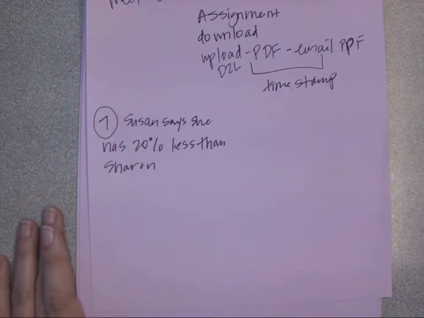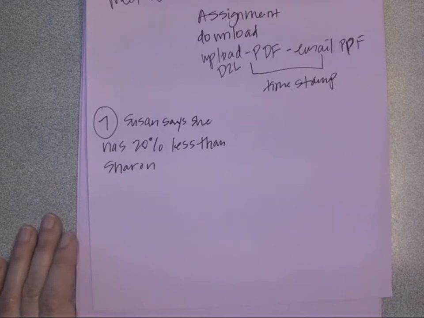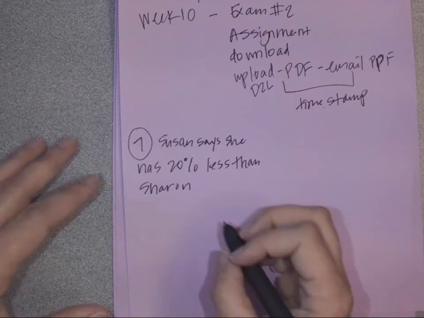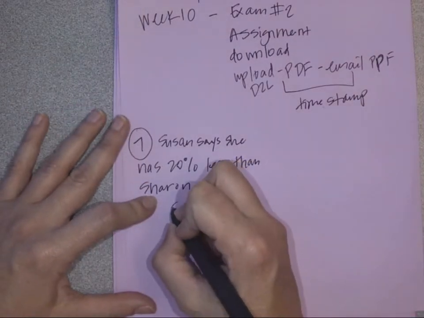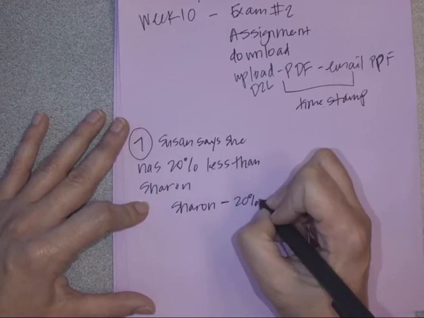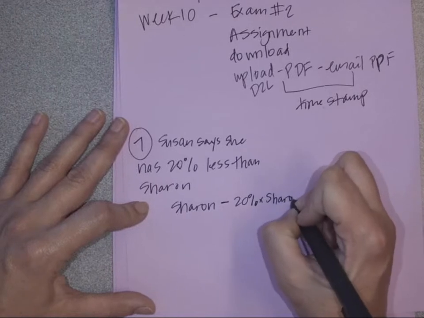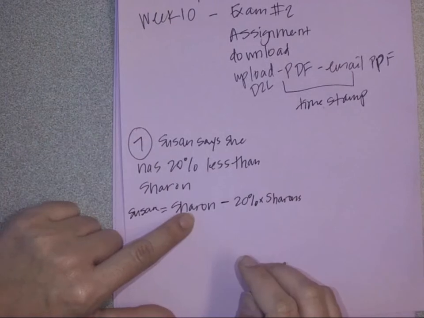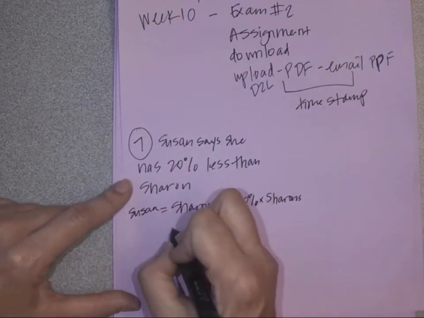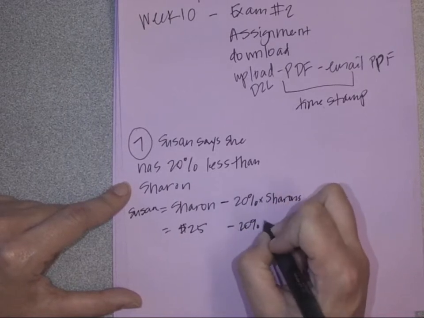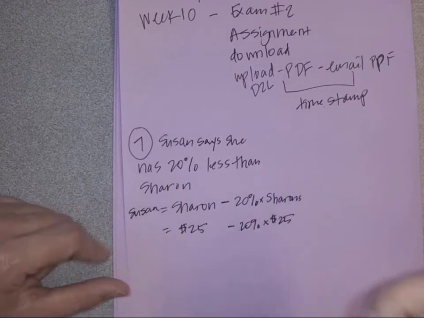So to find 20% less than something, you find 20% of it and subtract it from the thing. So that means that to find how much Susan has, we would need to find how much Sharon has and subtract off 20% of Sharon's money. And this is what Susan should be. So again, Sharon has $25, and I want to subtract off 20% times $25.